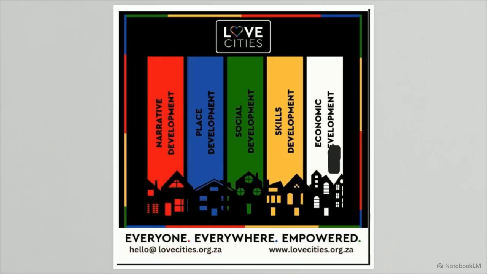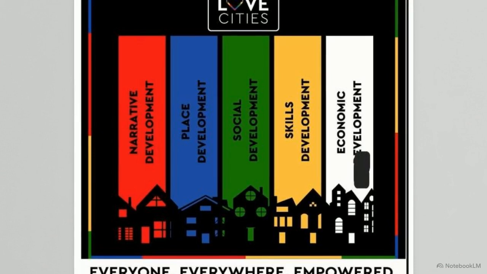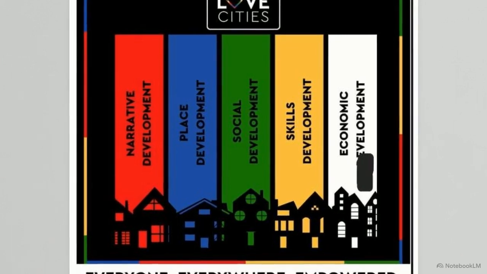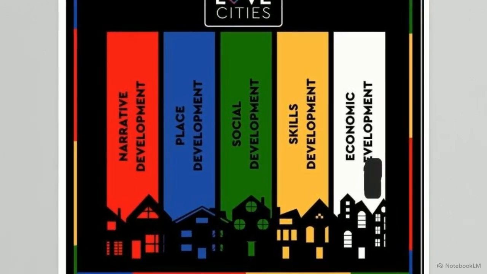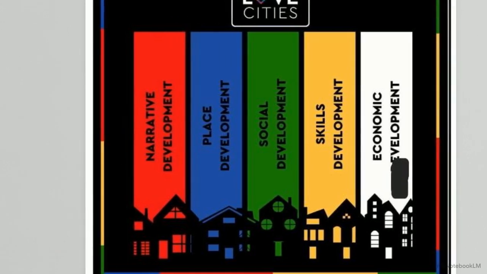This graphic illustrates the Love Cities framework, mapping out what a successful asset-based transformation actually builds toward. It organizes a healthy community into 5 distinct pillars. The first 3 form the bedrock of civic identity. You need narrative development to tell a positive, shared story about the area, place development to restore physical environments, and social development to ensure the community members themselves are supported and healthy.